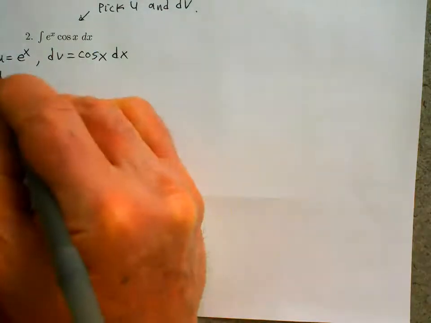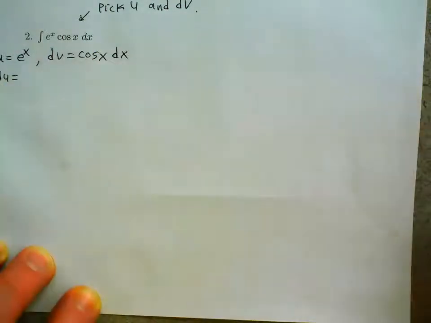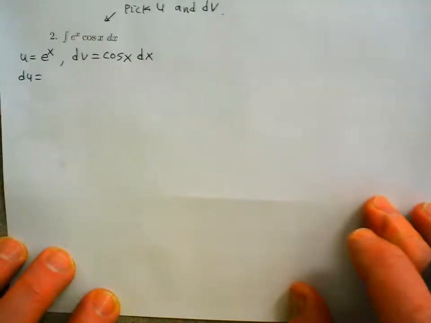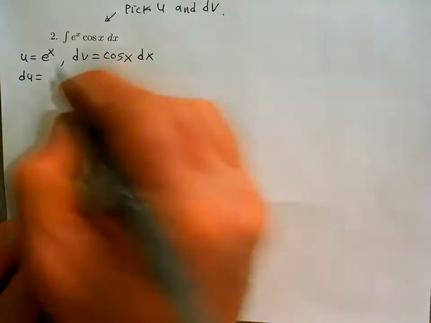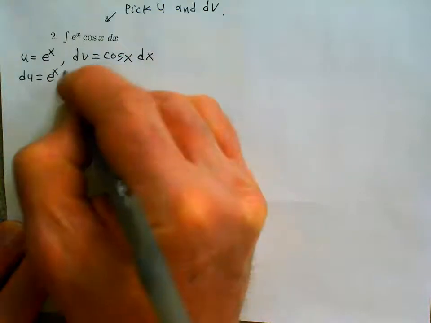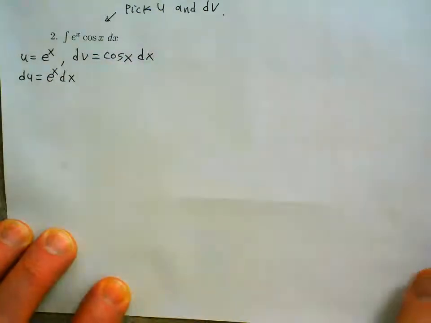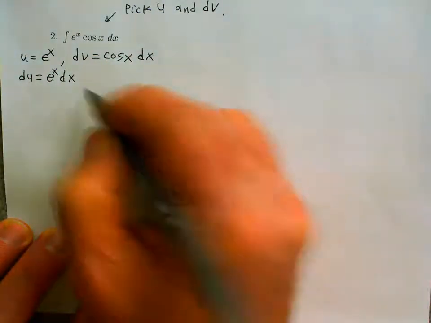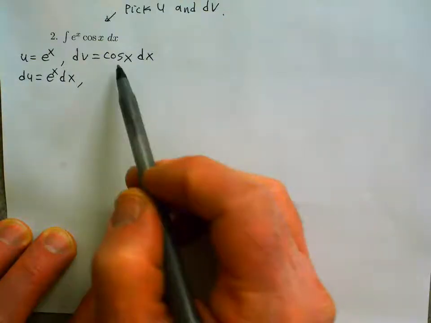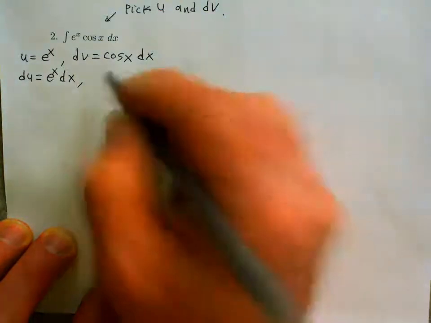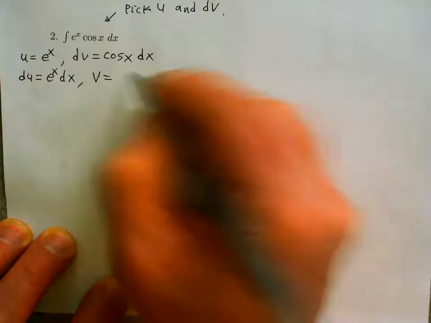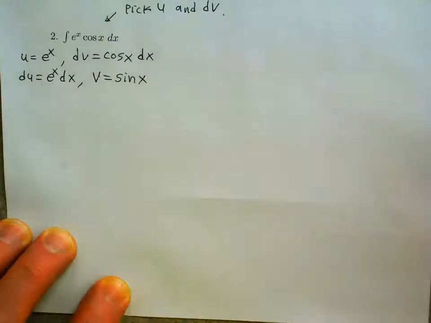So du, the derivative of e to the x, is just e to the x. So du is e to the x dx. And if dv equals cosine of x dx, then v is just sine of x.